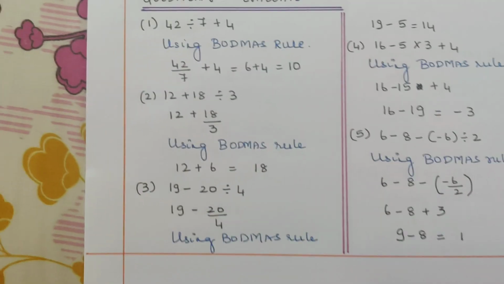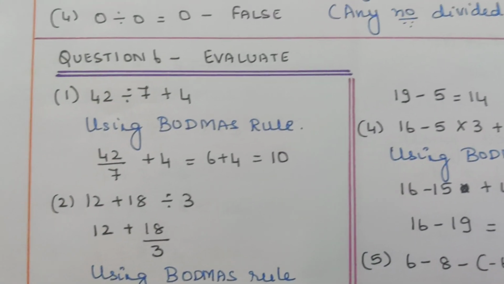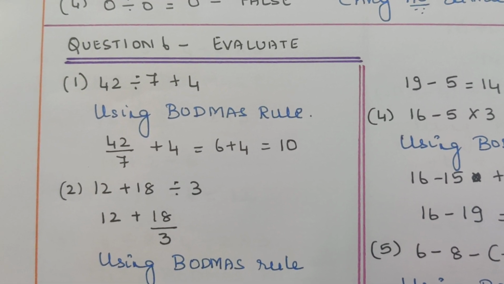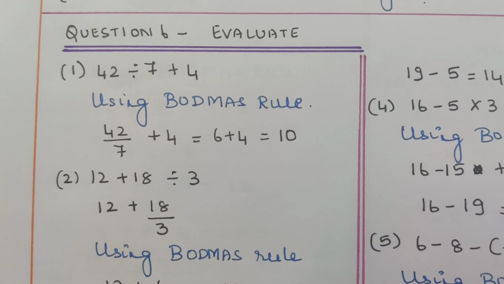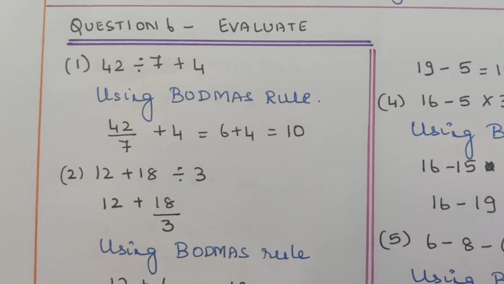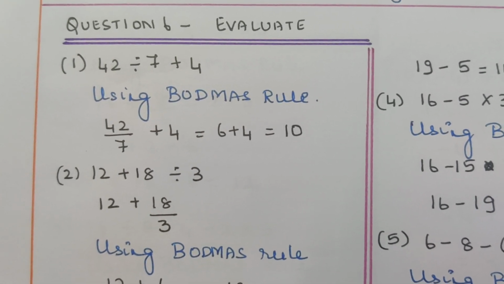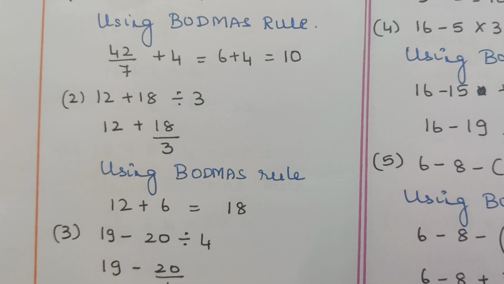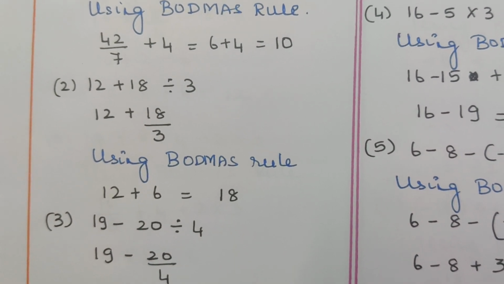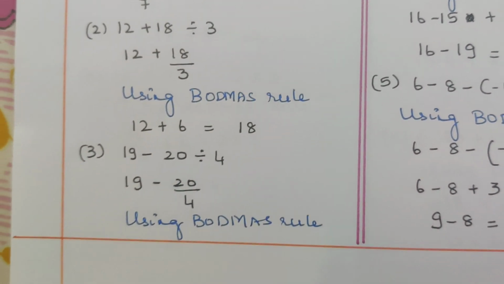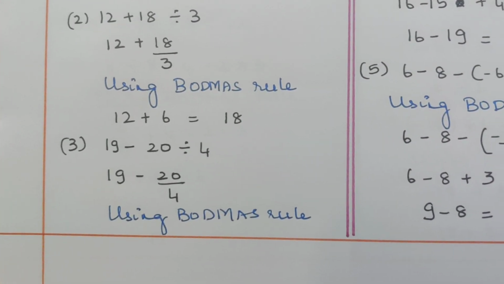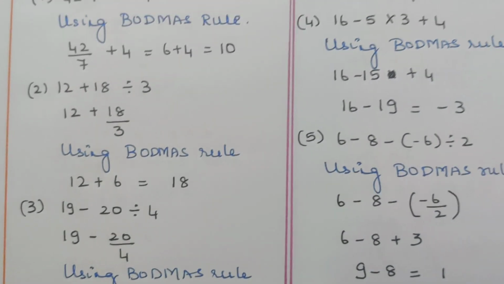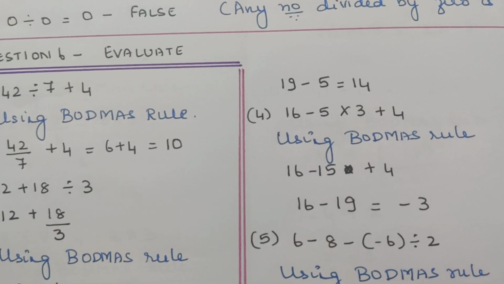Now moving on to the first sum in question 6, we have 42 divided by 7 plus 4. Using the BODMAS rule, it becomes 42 by 7 plus 4, that is equal to 6 plus 4. The answer is 10. 12 plus 18 divided by 3. Using the BODMAS rule, you get 12 plus 6. The answer is 18. Now 19 minus 20 divided by 4. So you get the answer as 19 minus 5.